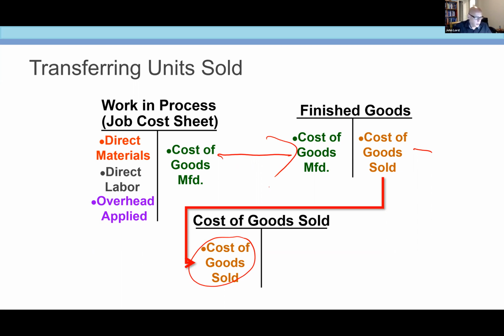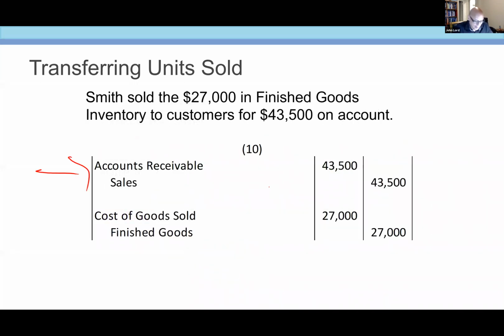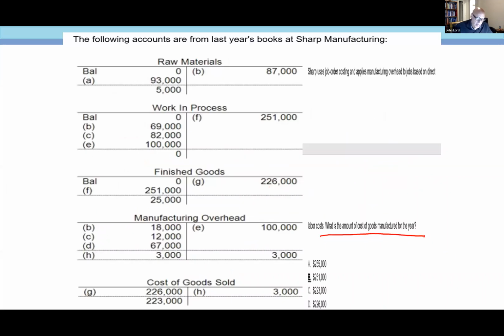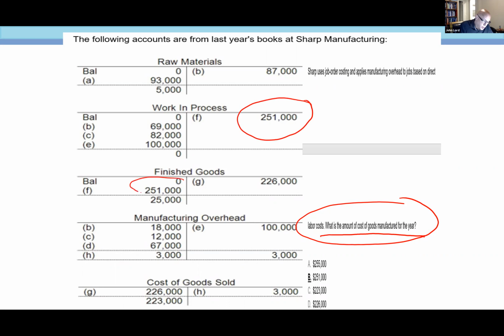Okay, good. So if that's the case, and this question is asking us for the cost of goods manufactured, then it's got to be what came out of work in process and went into finished goods, doesn't it? The prayer we just said. Yep. It's what comes out of work in process and goes into finished goods. Thank you, God. 251,000. Thank you, Lord, for helping me on my exam.